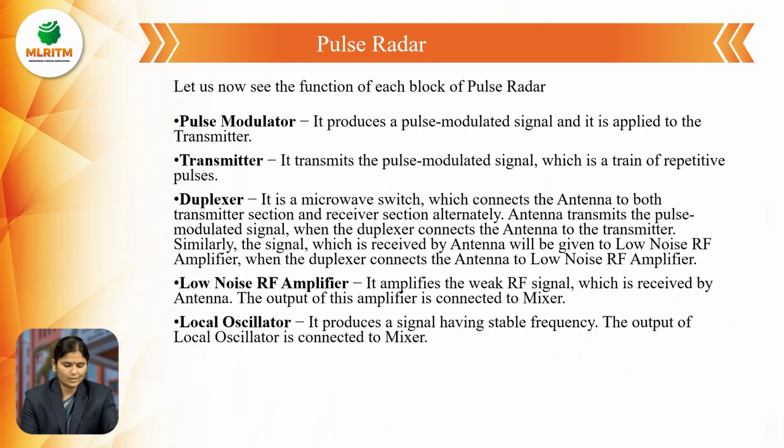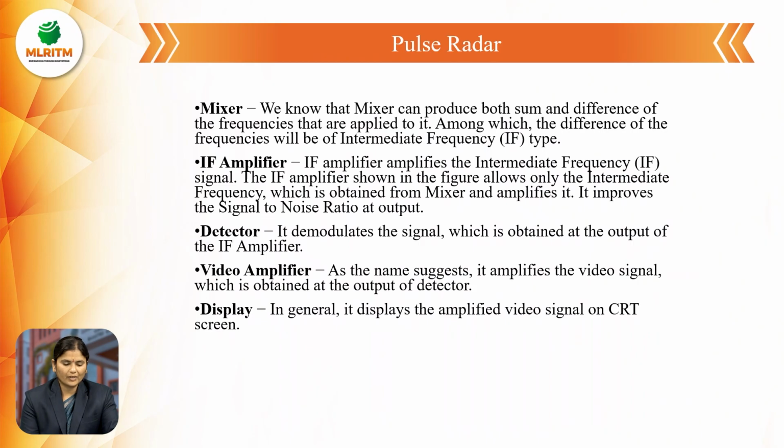Next one is the local oscillator. The oscillator means, without giving any input, by using the oscillator circuit we can generate the signal. So it produces the signal having a stable frequency. The output of the local oscillator is connected to the mixer. So here we have two inputs to the mixer: the first one is the output of the local oscillator and the other is the output of the low noise RF amplifier.